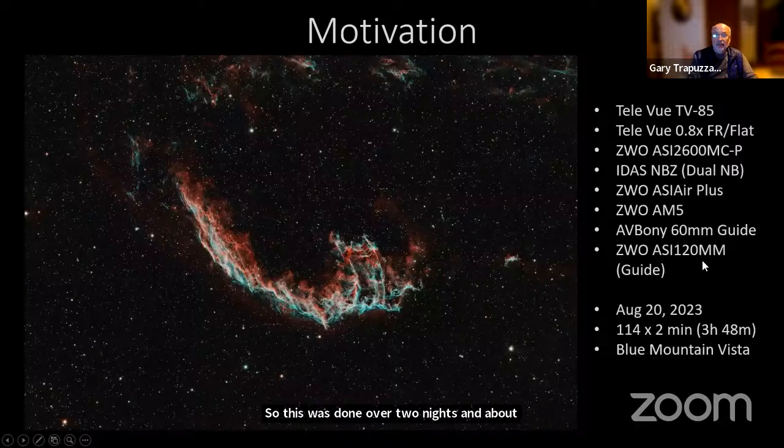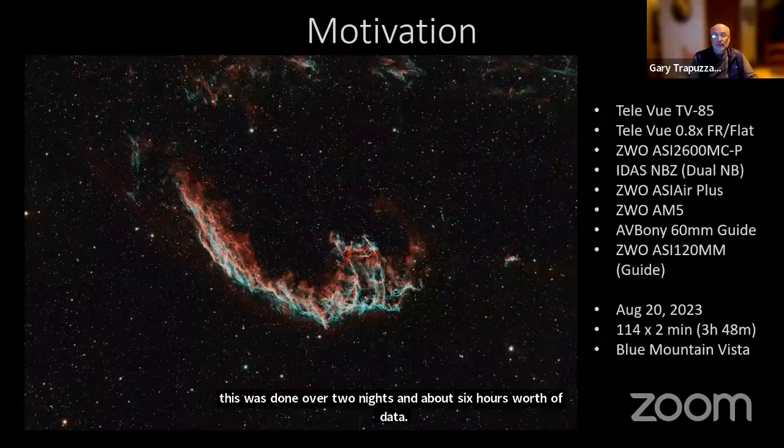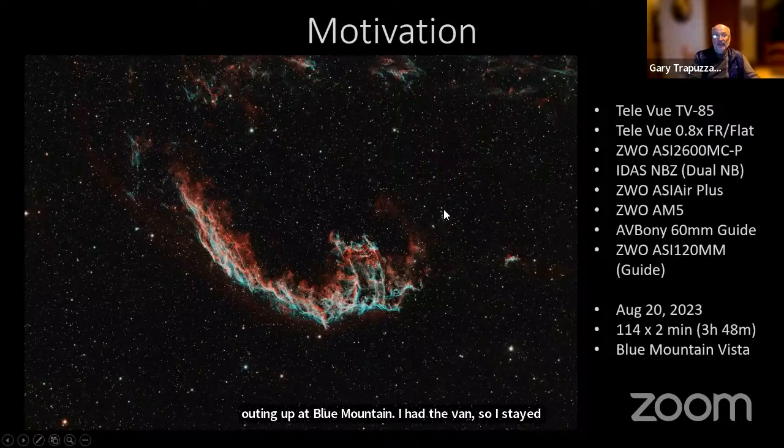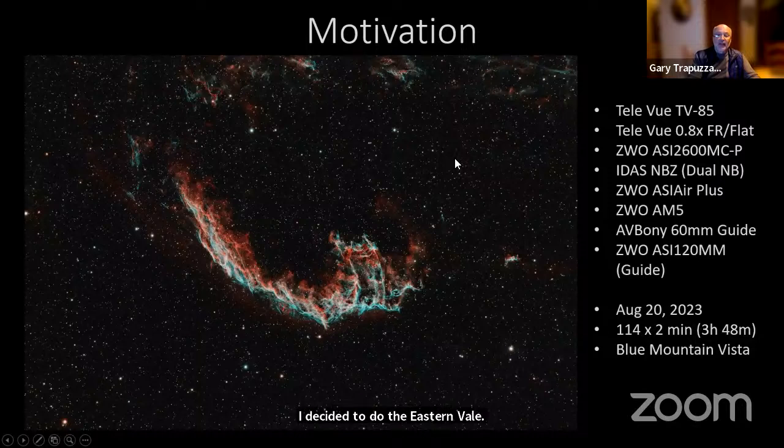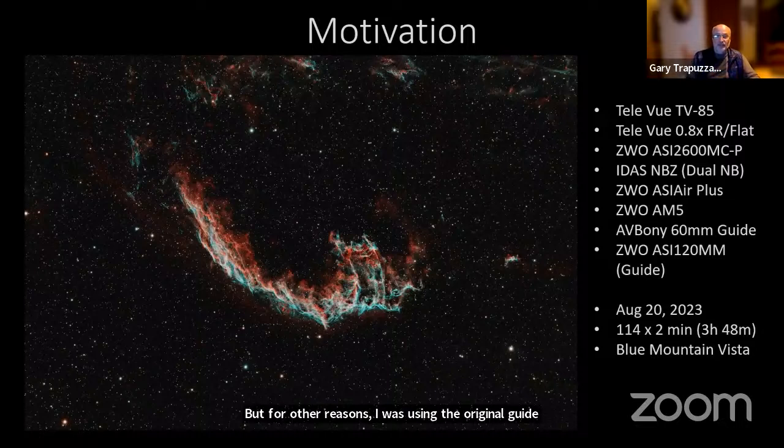On that same outing up at Blue Mountain, I had the van, so I stayed over a couple nights. I decided to do the Eastern Veil with the same equipment, except I had actually swapped out the guide camera. But for other reasons, I was using the original guide camera to do some planetary imaging with my 9 1/4 while I was shooting this.